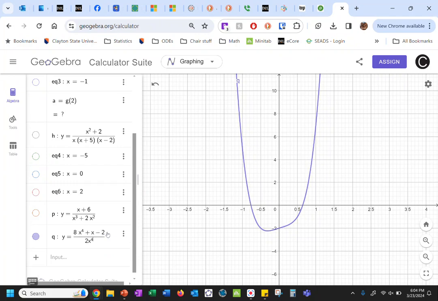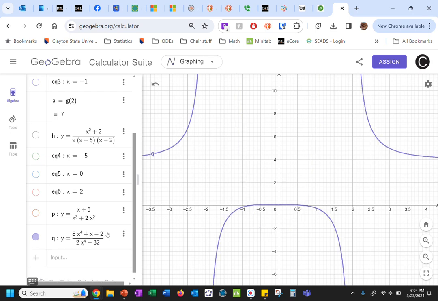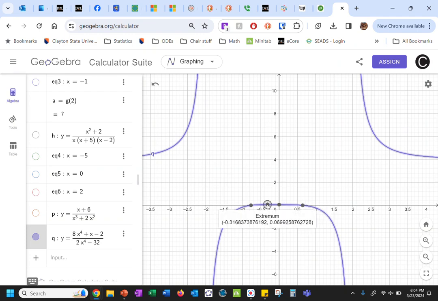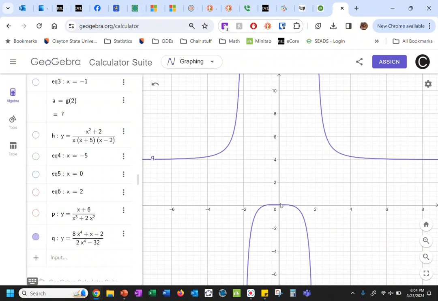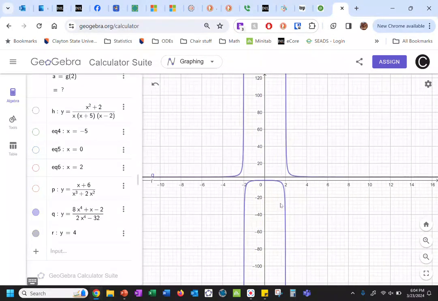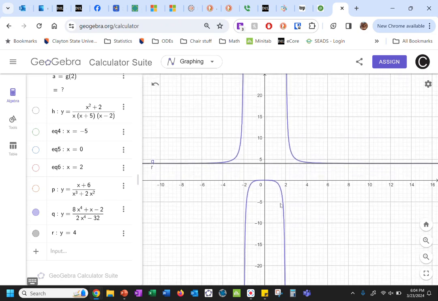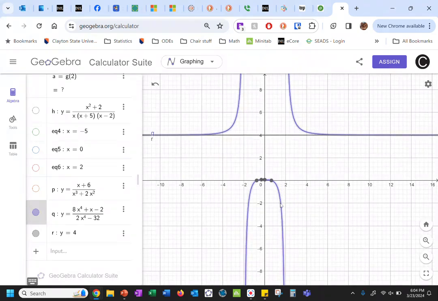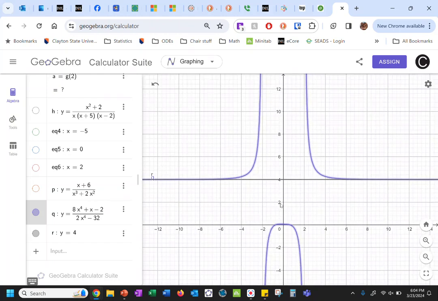Then we've got 2x to the 4th minus 32. So we do know that we have those two zeros here. These are going to be exactly the same points. And we have probably a local max. There's our y-intercept. And you can see here that we said it was y equals 4. There's our horizontal asymptote. If we zoom way, way, way out, we can see that our graph just gets really, really close to 4, and that's it. As we go to positive infinity or negative infinity, that's where we're at.